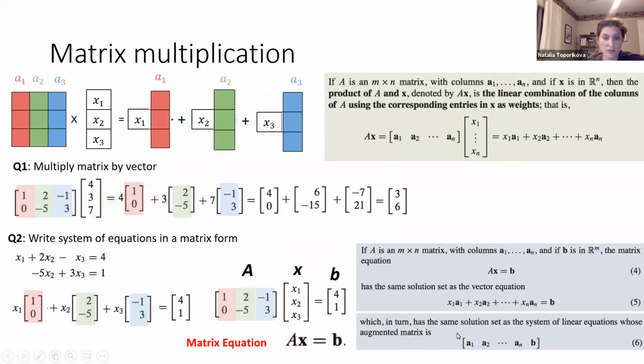And more interesting, we can try to solve one of them by forming an augmented matrix consisting of our matrix A and the vector b. Just combine them together, solve it, and you have a solution for all three: for the matrix equation, the system of linear equations, and the linear combination.